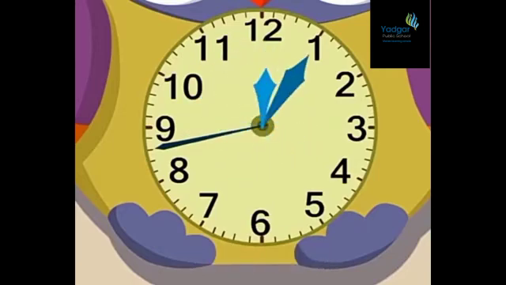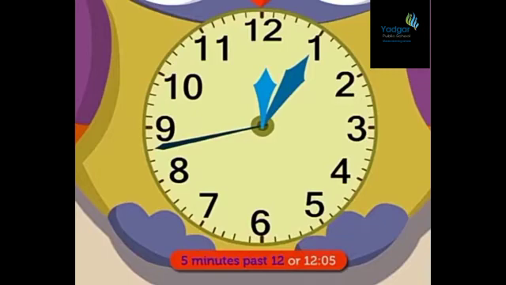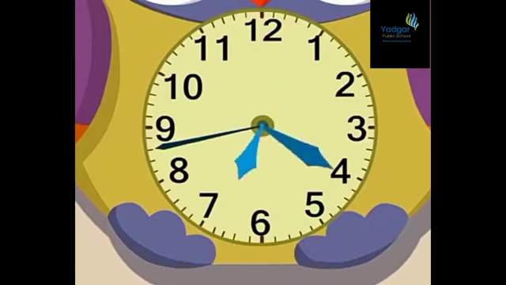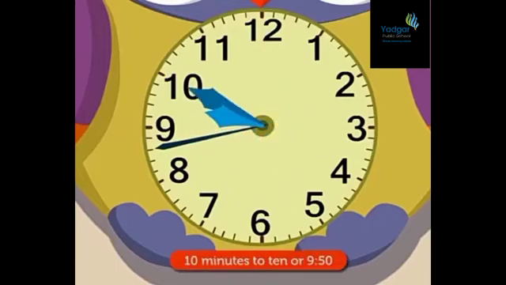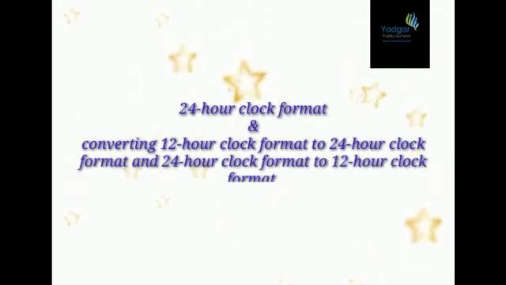Now, the time in the clock is 5 minutes past 12. We write it as 12:05. Now, the clock shows 10 minutes to 10. It is written as 9:50. So, students, we have learned how to read and write the time in 12-hour clock format.